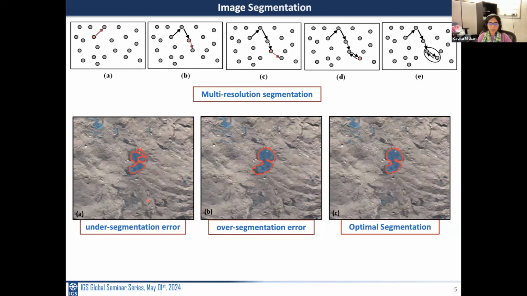In case of under segmentation error, the size of the image segments is very small compared to the objects of interest. Whereas in case of over segmentation, the size of the segment is large compared to the object of interest. But we can deal with the under segmentation error because, as can be seen from this image, these segments can be merged. But if we go for over segmentation, then it becomes very difficult to deal with the error. So this is all about image segmentation.